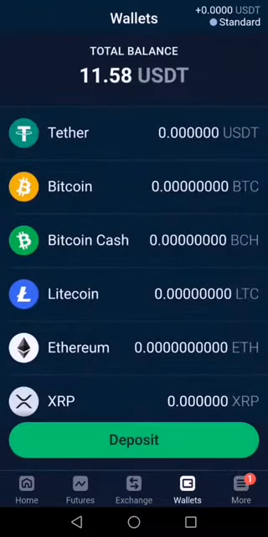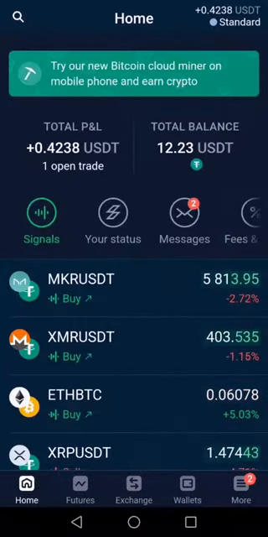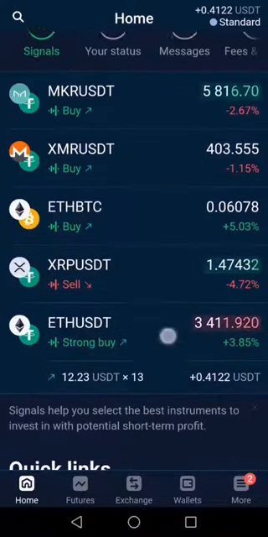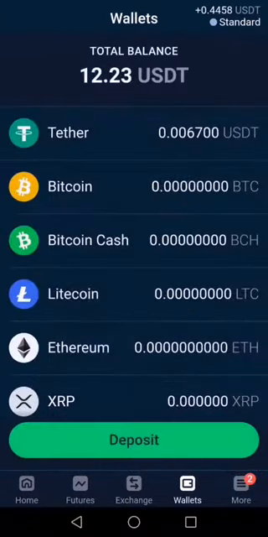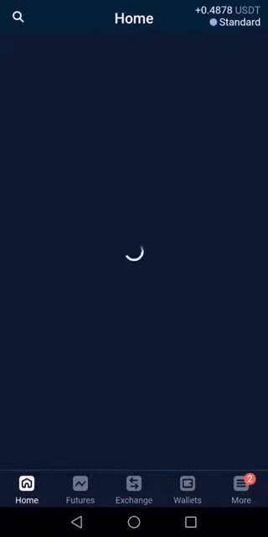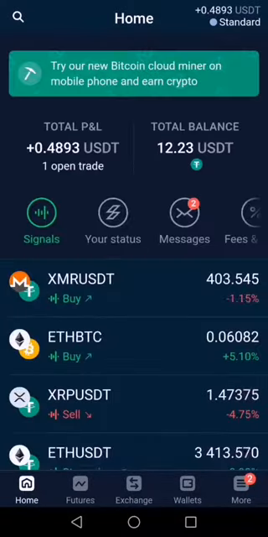Let's check my wallet now. I currently have 11.58 USDT, which is equivalent to $11.58. After earning from my trade, you can see I have 12.23 USDT in the right corner. Now let's continue trading and hopefully make 50 USDT today.